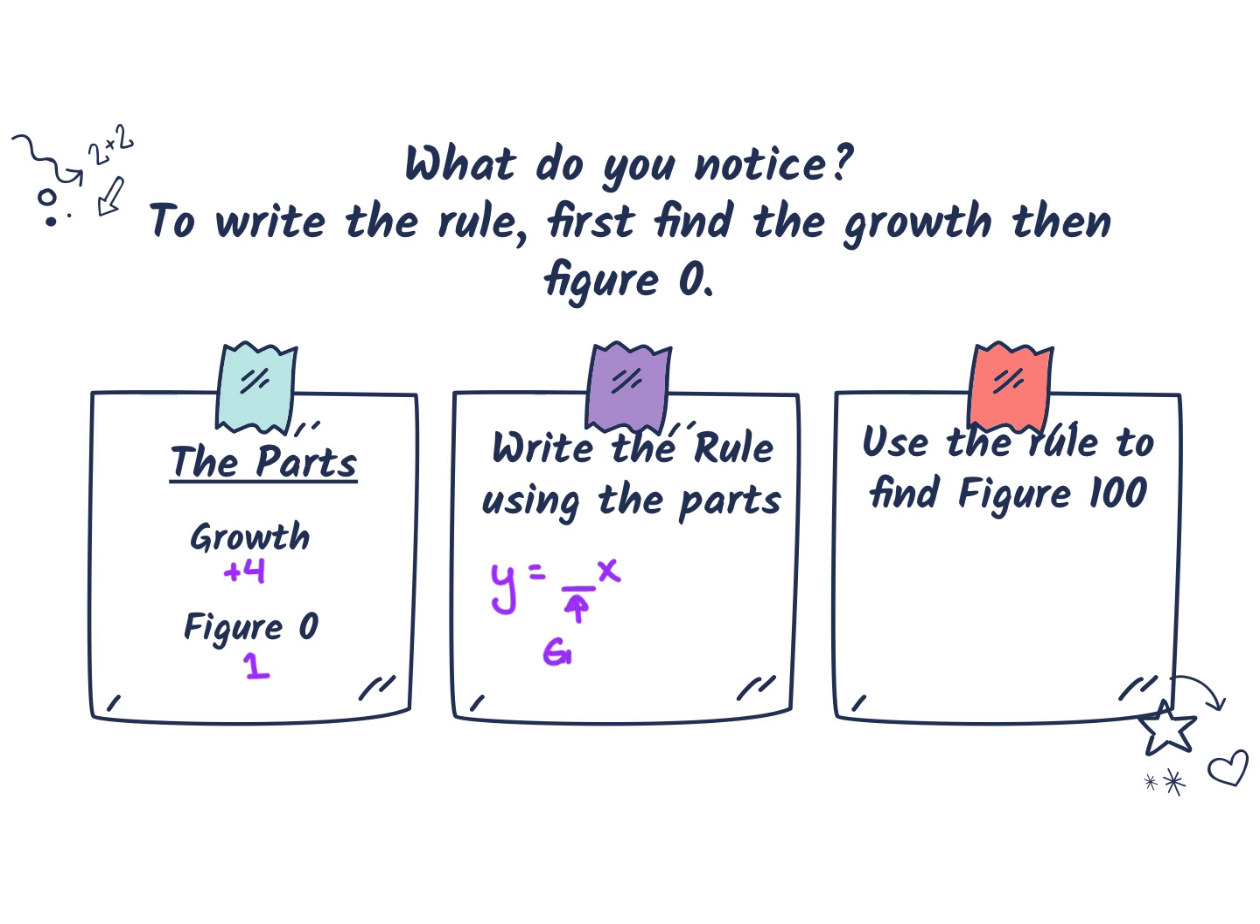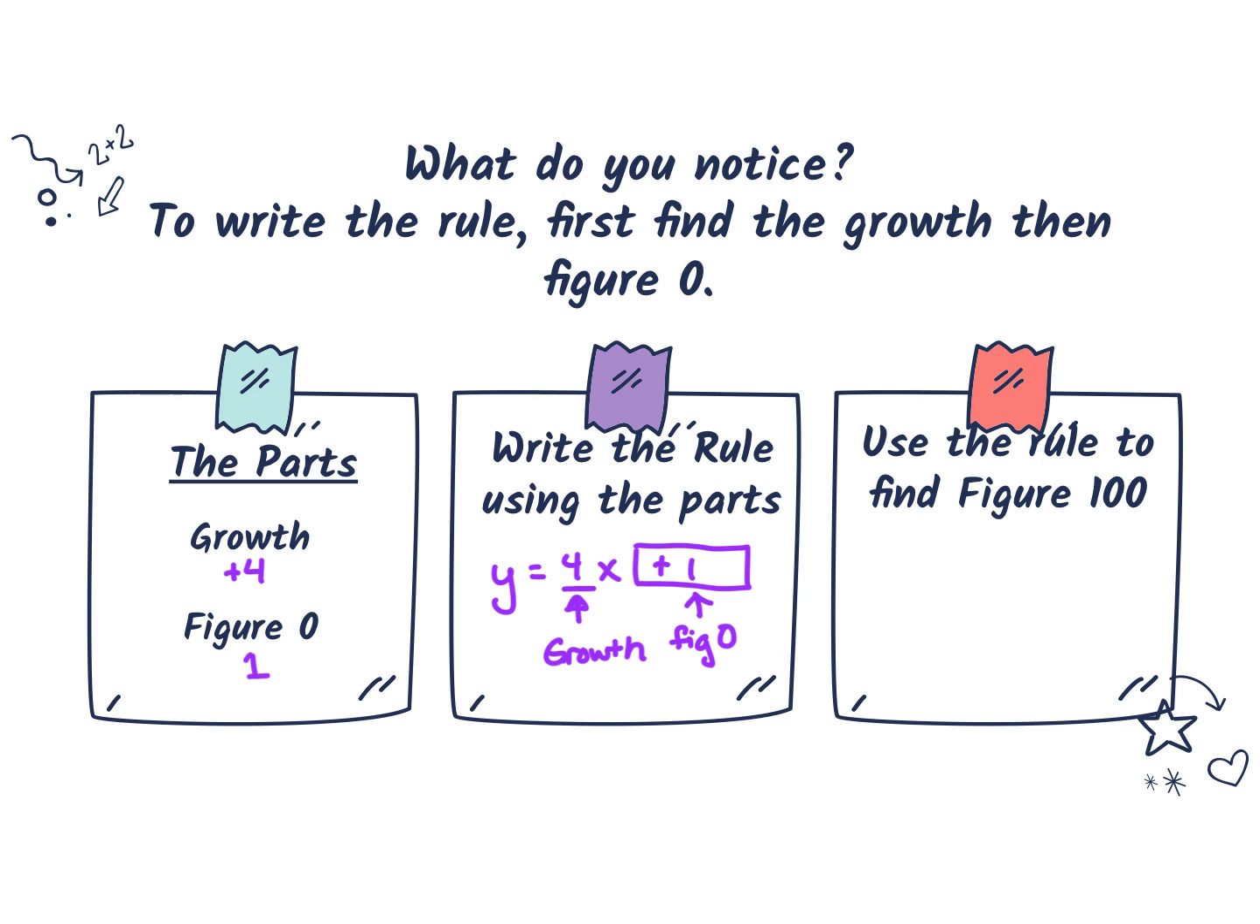This is our growth, plus or minus. And this time it's 4. You don't have to put the plus. Plus is implied. And then the next part right here, this is our figure 0. So our figure 0 is a +1.